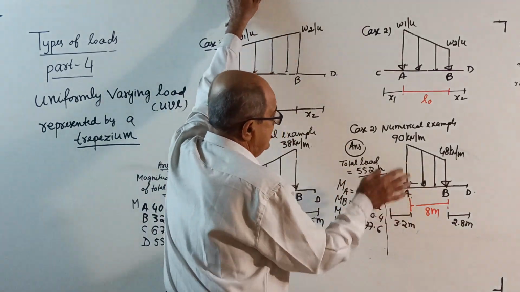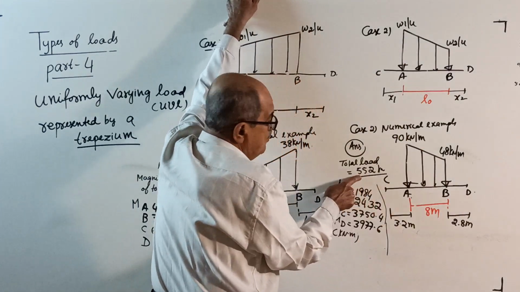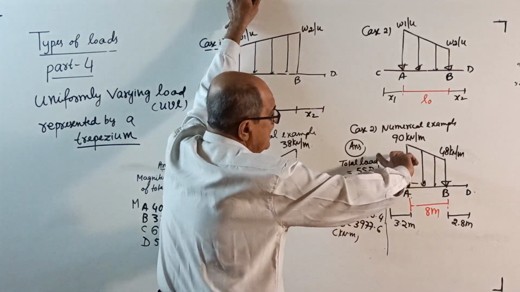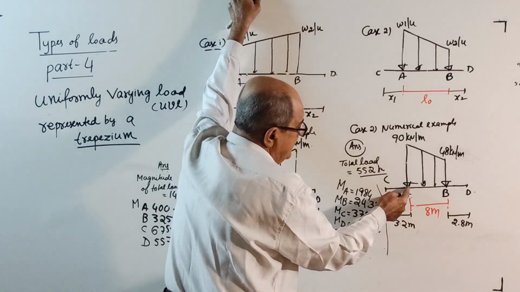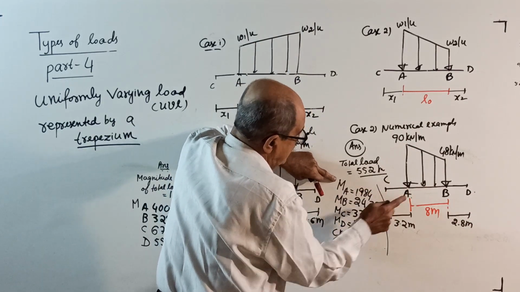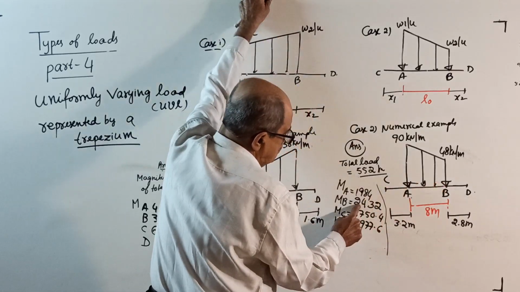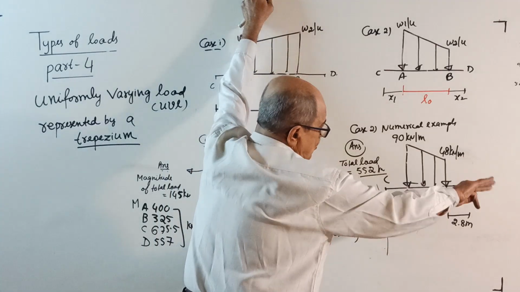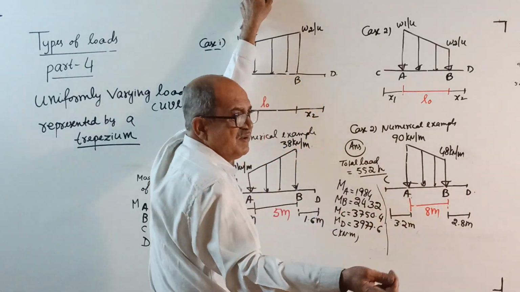For this question, total load is 552 kilonewtons. This I have to explain. And later, when you take moment about A, it is 1984 kilonewton meter. Moment about B, 2432. 1984 is clockwise, 2432 is anti-clockwise. Then, that I am writing once again there.